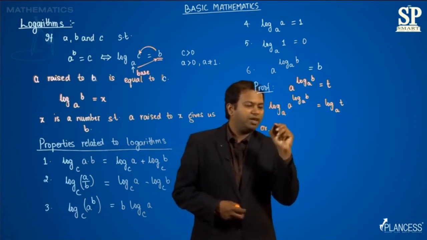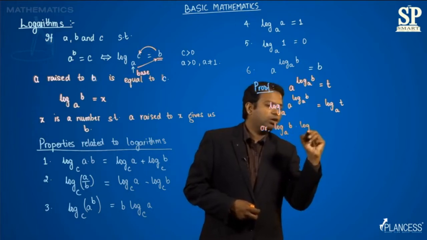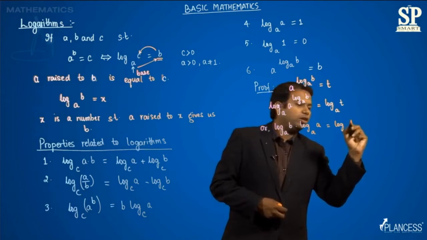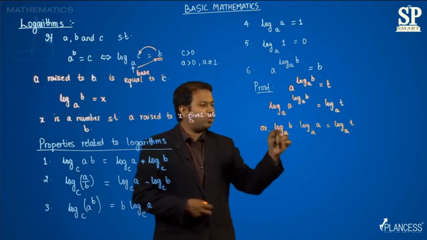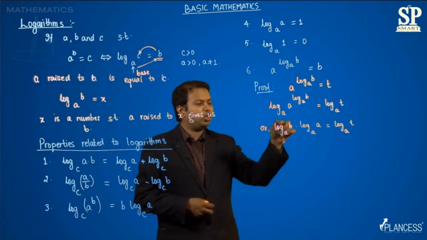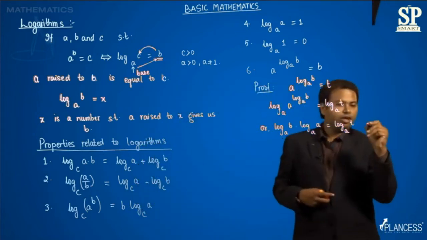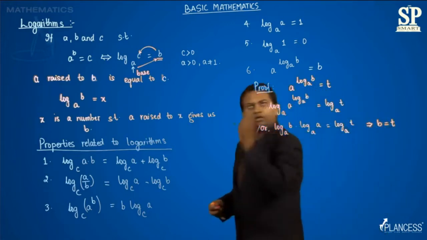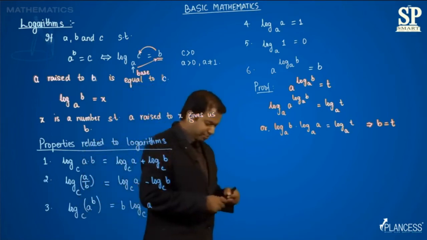So what we have is log b base a into log a base a, and this is equal to log t base a. Now since log a base a is 1, what we are left with is log b base a is equal to log t base a, which implies b is nothing but equal to t. So in this way you can simply prove property number 6.